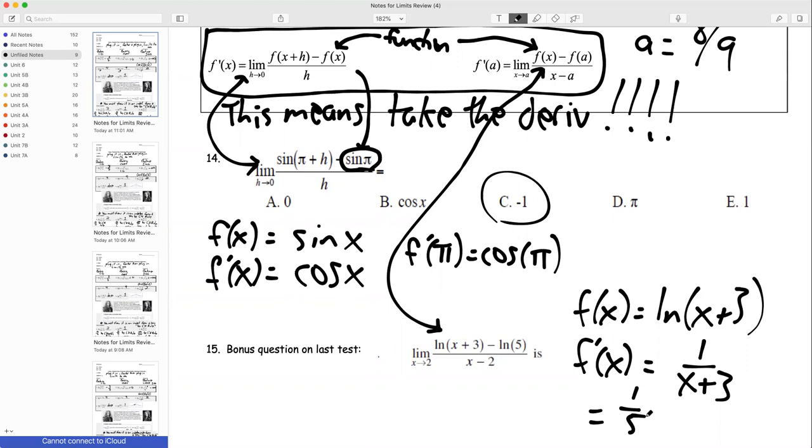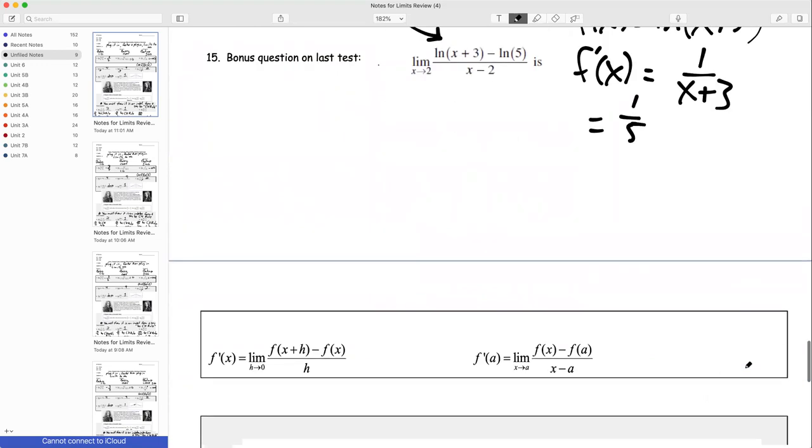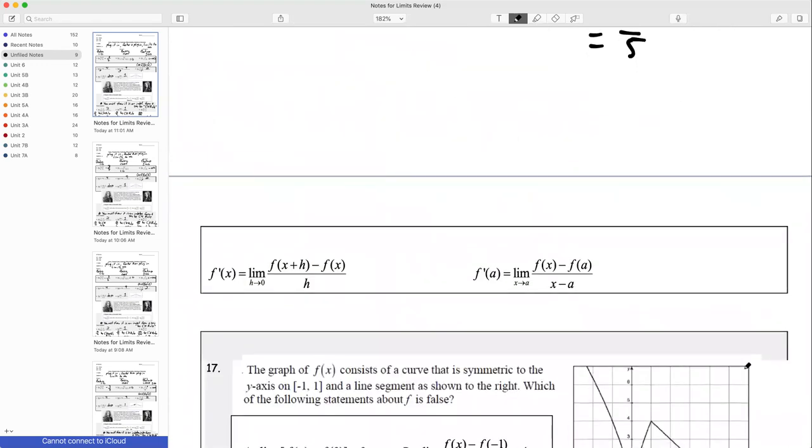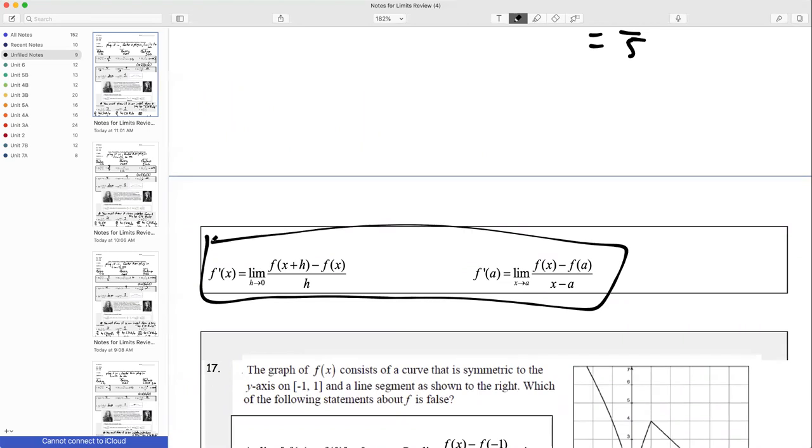Okay. Almost done. You need to be able to recognize these two things. They both mean take the derivative of the function, where the function's right there, or the function's right there. And the difference is this is the limit as h goes to 0 for this one, always. And this is the limit as x goes to a point here.